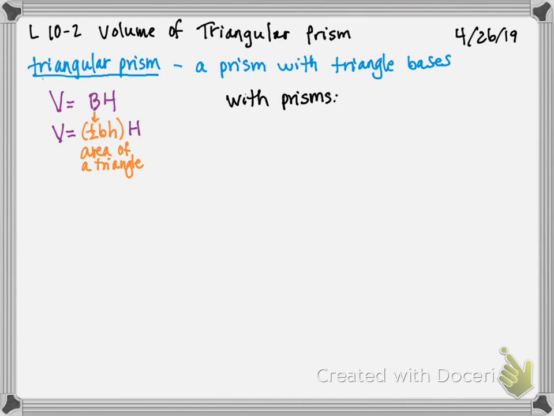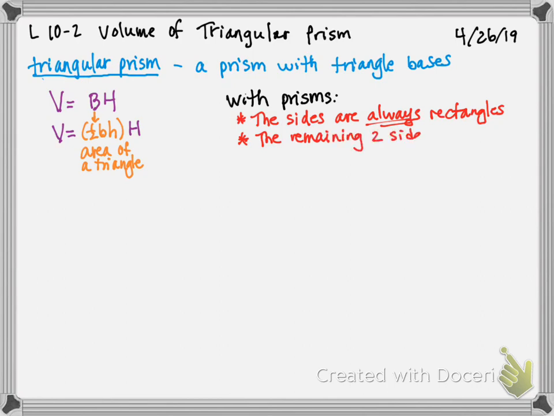With prisms, here's something that's unique. The sides. So the sides are all the surfaces that aren't considered a top and a bottom or a base. The sides are always rectangles. Even though the bases are triangles, all the sides are going to be rectangles. And then the remaining two sides are the bases.